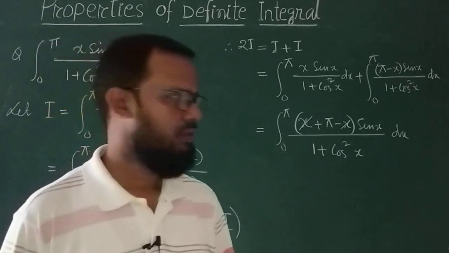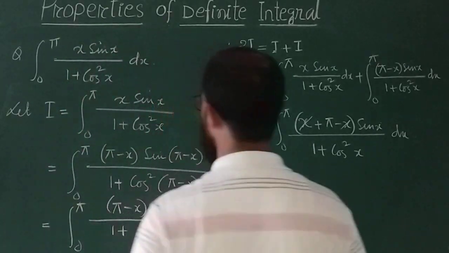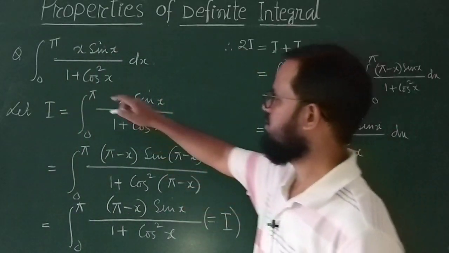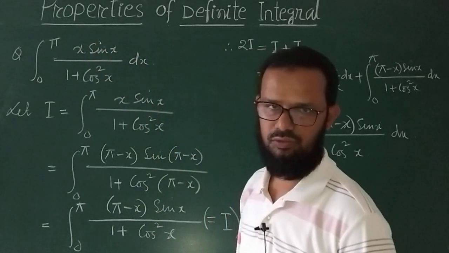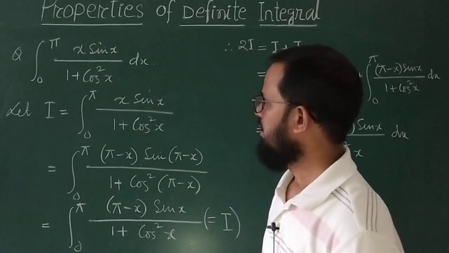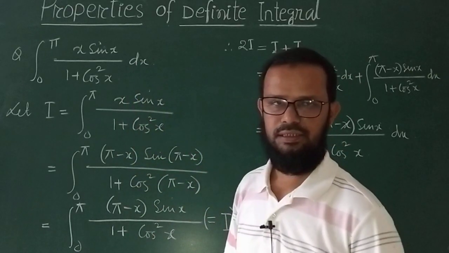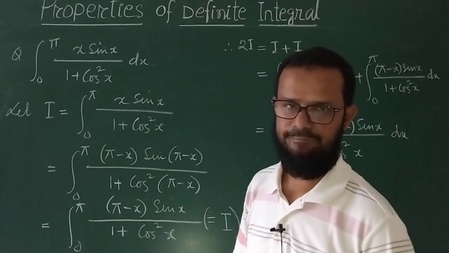So, the first question I consider today is the integral from 0 to pi of x sin x divided by 1 plus cos square x. How can you get an idea that you are going to apply the properties here?